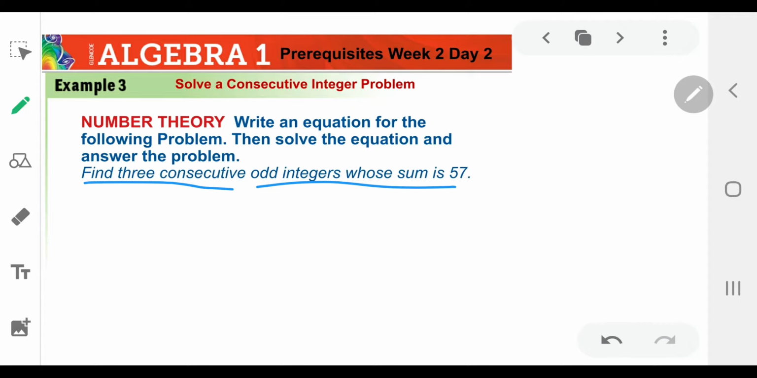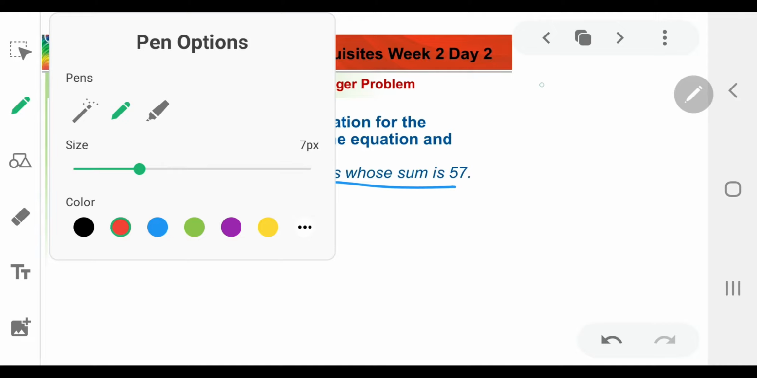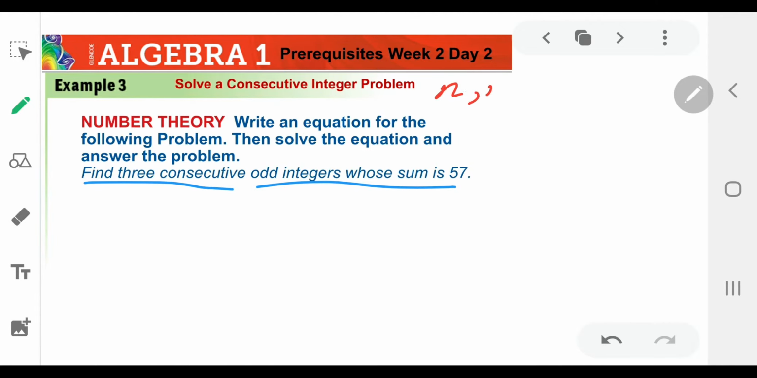Let's see how to write an equation. First of all, he's asking me to find 3 consecutive odd integers. So as introduced earlier, I would consider them n, n plus 2, and n plus 4. For any 3 consecutive odd or consecutive even integers, the numbers are n, n plus 2, n plus 4. If he's asking for 4 consecutive odd or 4 consecutive even integers, it will be n, n plus 2, n plus 4, n plus 6, and so on.